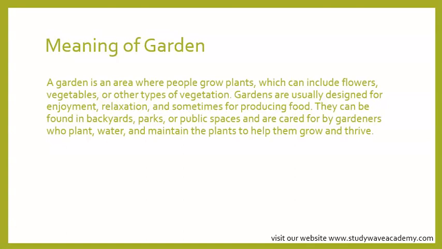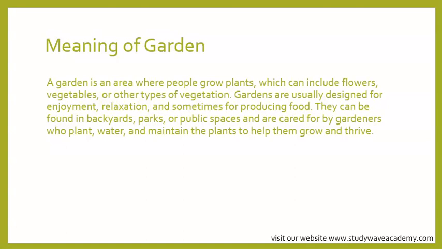Okay? A garden is a place where people grow plants. This can be flowers, vegetables, or other green things. People have gardens in their yards or public spaces to make things look nice, grow food, or just relax and enjoy the outdoors. Gardens can be big or small. Okay? So today's lesson is on vegetable garden.